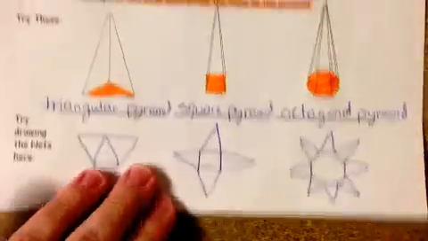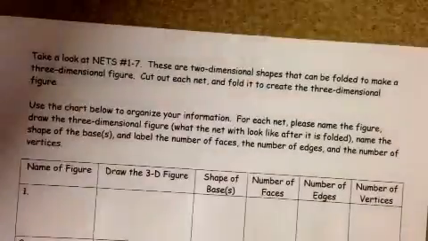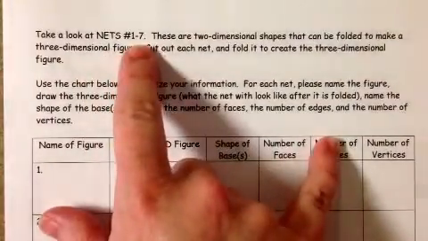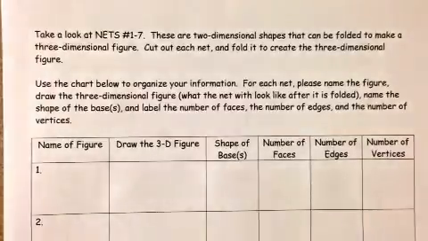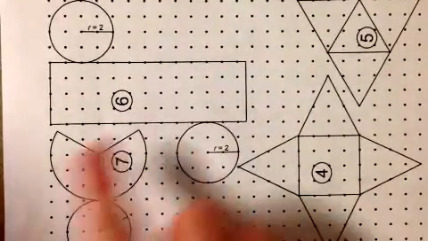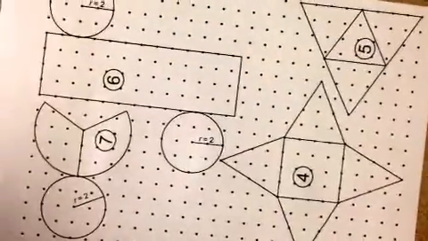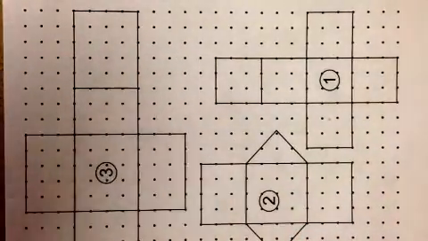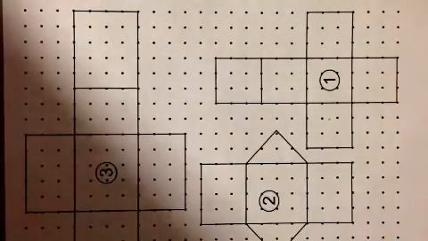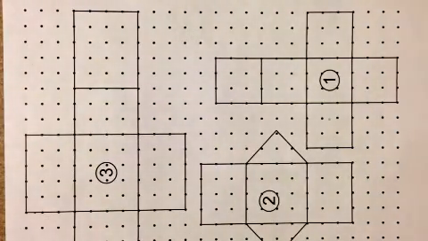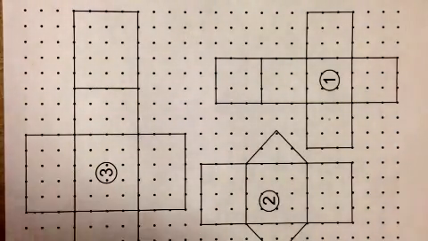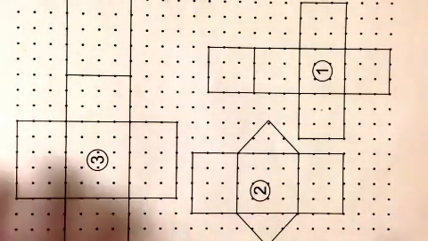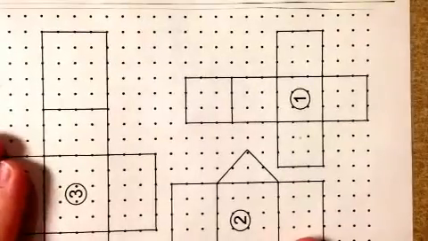Now, for the next page of the notes, we are going to look at the nets numbered 1 through 7 on the other page. So you'll see on this other page, the nets are numbered 1 through 7. And we're going to start with the first net, right here, number 1. And it's made up of all squares. So this will be our cube.